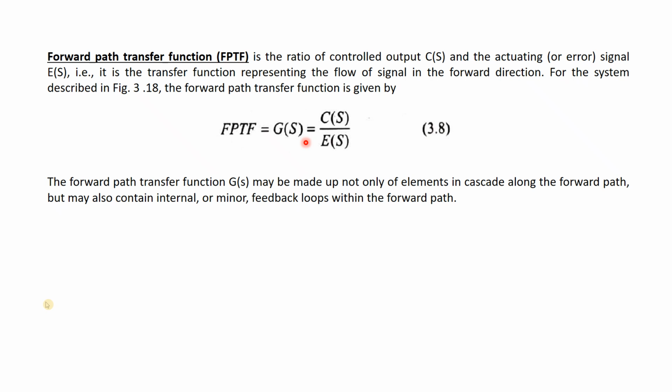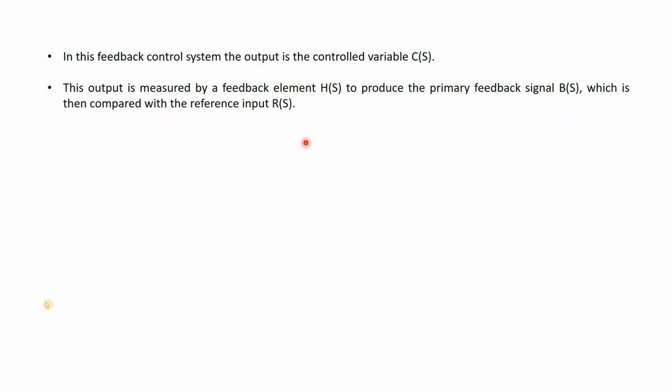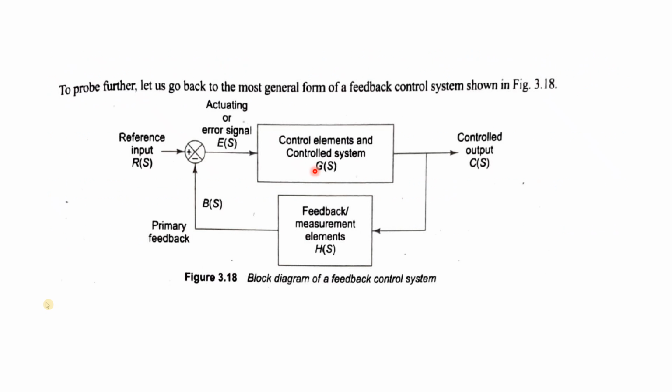So the forward path transfer function G(s) may be made up not only of elements in cascade along the forward path, but also contain internal or minor feedback loops within the forward path. So if this forward path is broken into other blocks, that means more than one block, suppose G1(s), G2(s), G3(s), G4(s), then the entire set of blocks will be considered as the forward path transfer function.